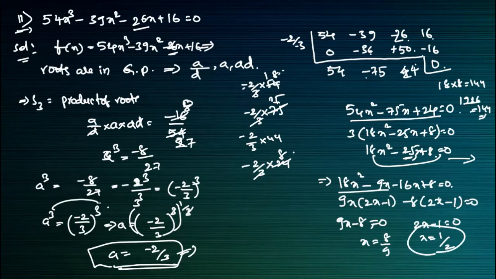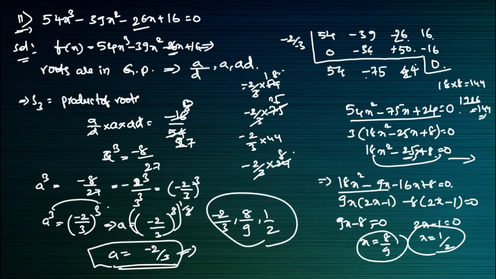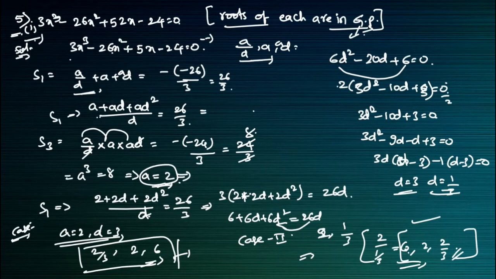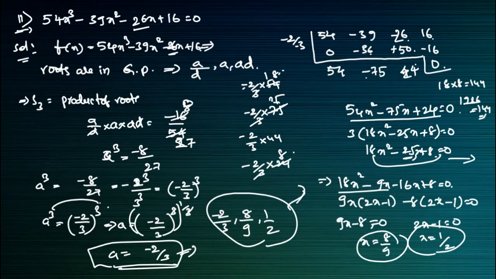So these are the three roots of this equation. First one is minus 2 by 3 and 8 by 9 and 1 by 2. So this is another method of this fifth question. So you do the first question like this second question, and the second question like the first. If you do like this, you do it in the first question's method.